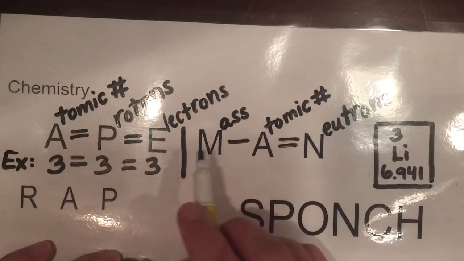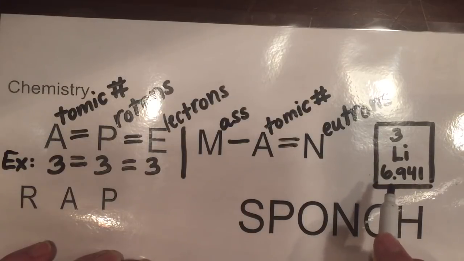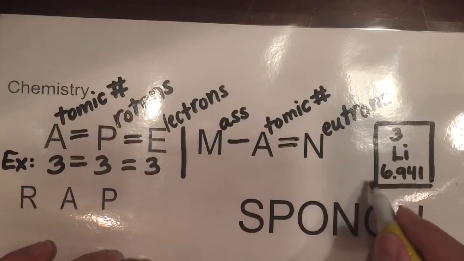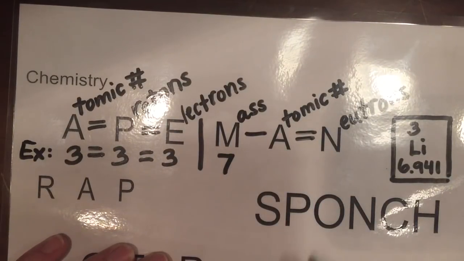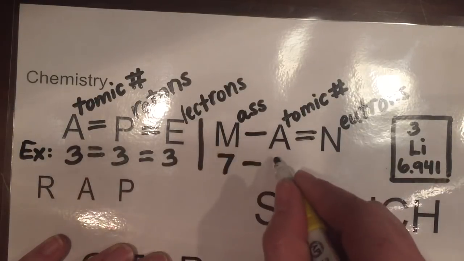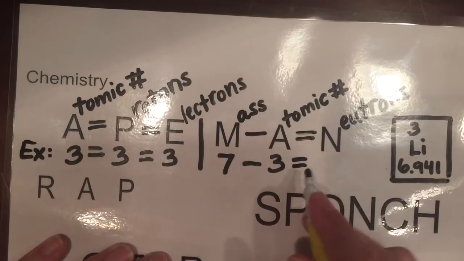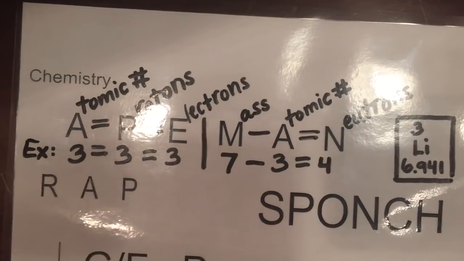Now let's look at mass. The atomic mass is the number on the bottom part of the element square. We first have to round that number. 6.941. 9 is 5 or more, so we raise the score. So 6 goes up to 7. Mass, rounded, is 7, minus the atomic number, which, as we stated before, is 3. And when we actually do the subtraction, 7 minus 3 equals 4. Simple, simple, simple. Okay, we're going to move on.